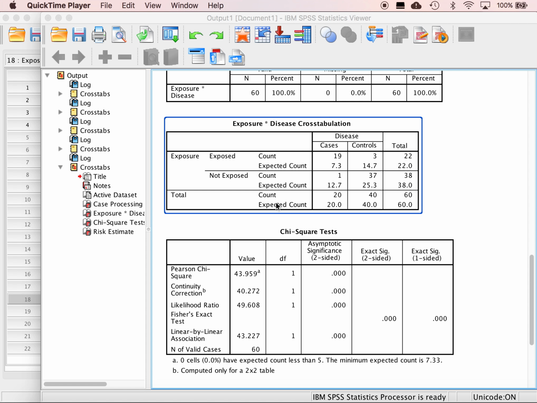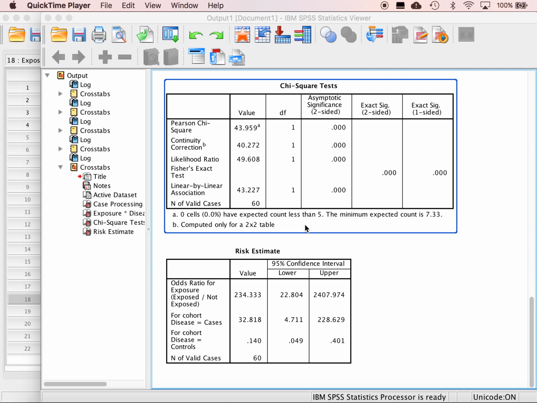Now that we have run the odds ratio and the chi-square tests with SPSS, I'd like to review a little bit how the hypothesis testing process would work with these. First of all, let's go over the odds ratio. And here are the numbers down here at the bottom. This top row is what we're looking at, the odds ratio for exposure, exposed versus not exposed.